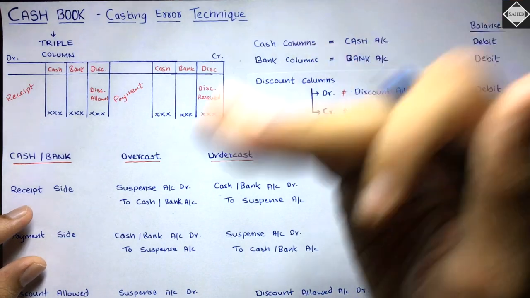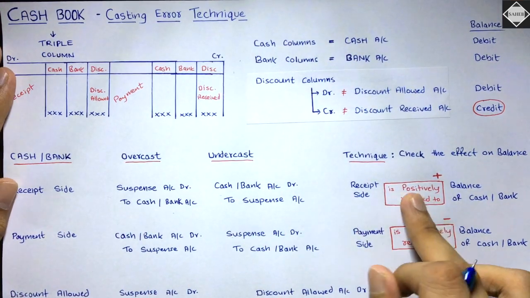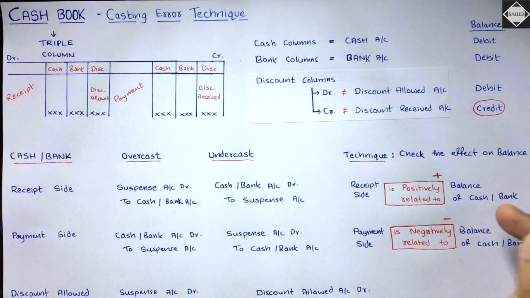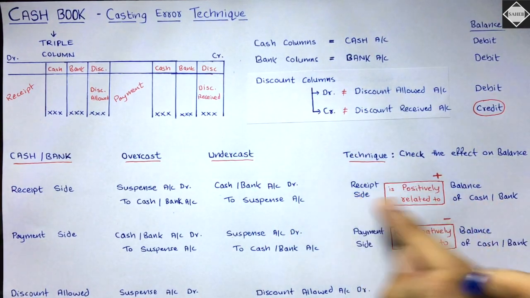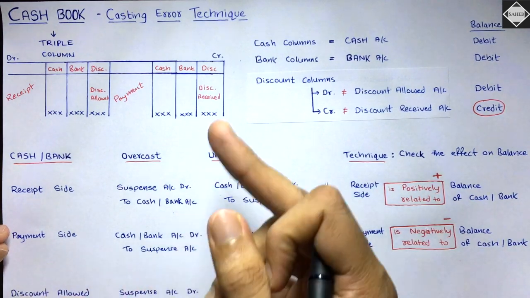Because see, the receipt side is positively related to the balance of cash and bank. Whenever receipt increases, balance in the cash and bank increases. So whenever they say receipt side is overcast, that means balance is also overcast. Receipt side is undercast, balance is also undercast, because they have a positive relation. Okay, they are positively related. But the payment side is negatively related.